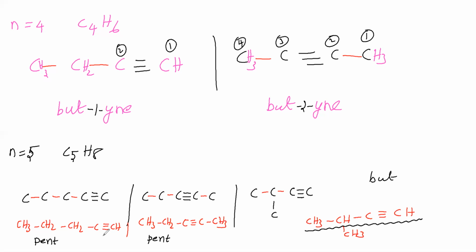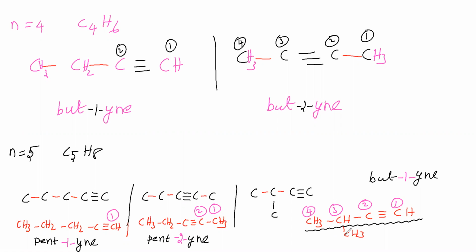Now here carbon-carbon triple bond, therefore yne is the primary suffix. Here yne is the primary suffix. Here also yne is the primary suffix. Then we will say the position of the triple bond. Here the position of the triple bond is number 1. Here the position of the triple bond is number 2, we can say. Here the position of the triple bond is number 1, we can say.